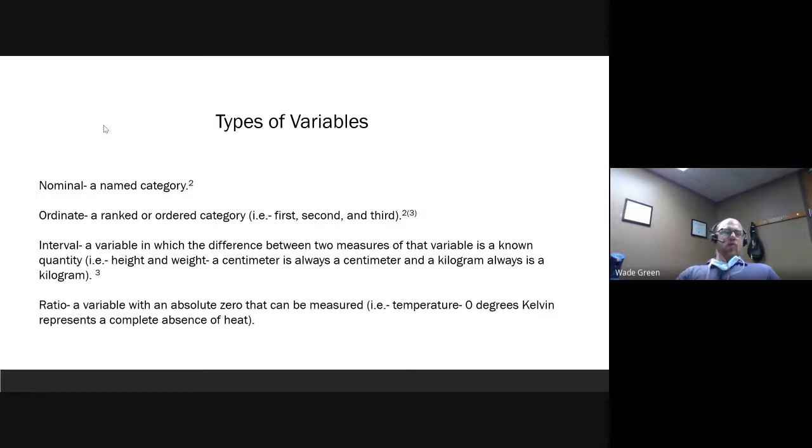Okay. A ratio obviously is a variable with absolute zero. So an example of this is temperature, right? So 0 degrees Kelvin, often in physics, is described as the absence of heat, a complete absence of heat. And so there is a real measurable zero with a ratio variable.